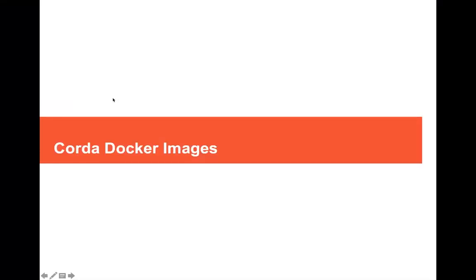Okay, so this is only about open source. We haven't released the enterprise images yet, and they are not finalized. I will do another presentation on the enterprise images when they are finished, and we've got agreement basically on what they're going to be.